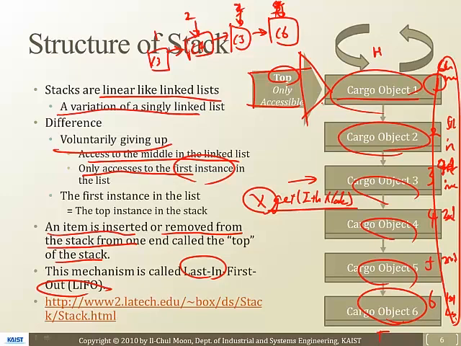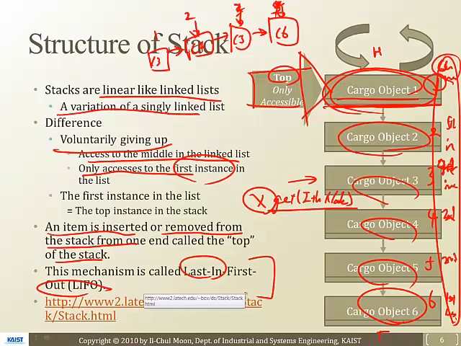Okay, so this is the structure of this stack, and what we are going to do is take things out from this stack, always accessing the top, the first element, cargo object 1, and actually that's the element which got in the last time, right? It was the sixth insertion. So last in gets out first. So that's called the LIFO mechanism, right?